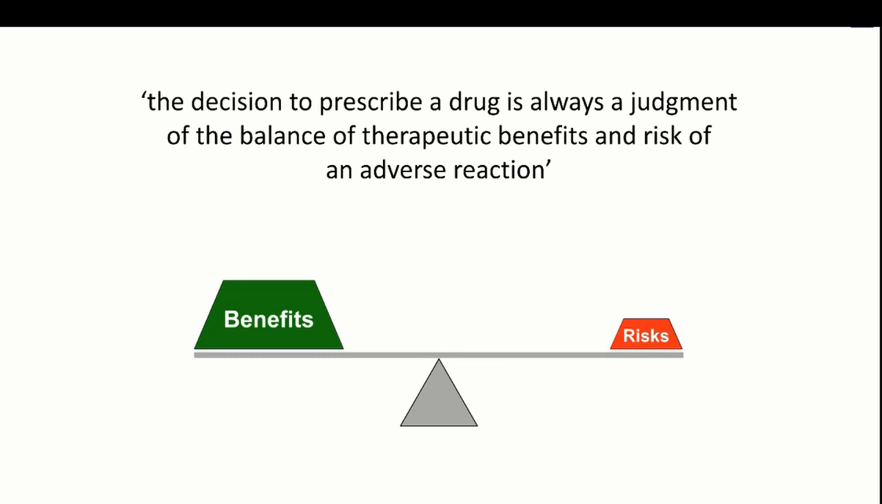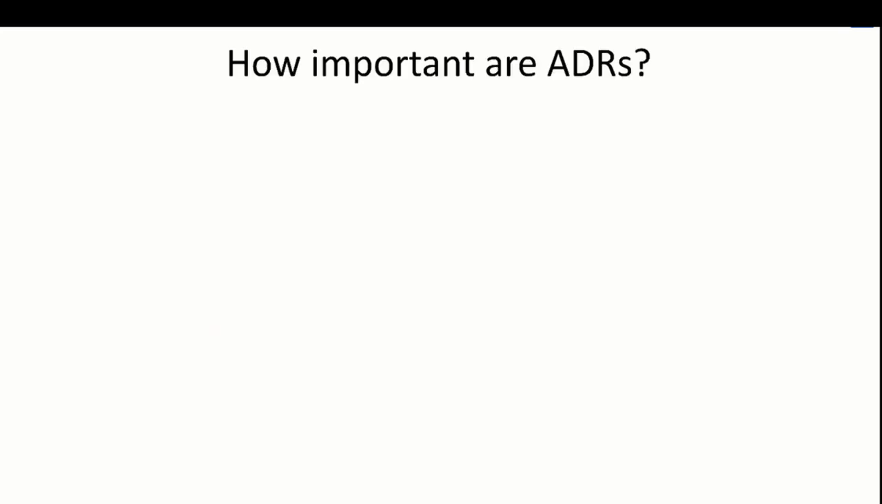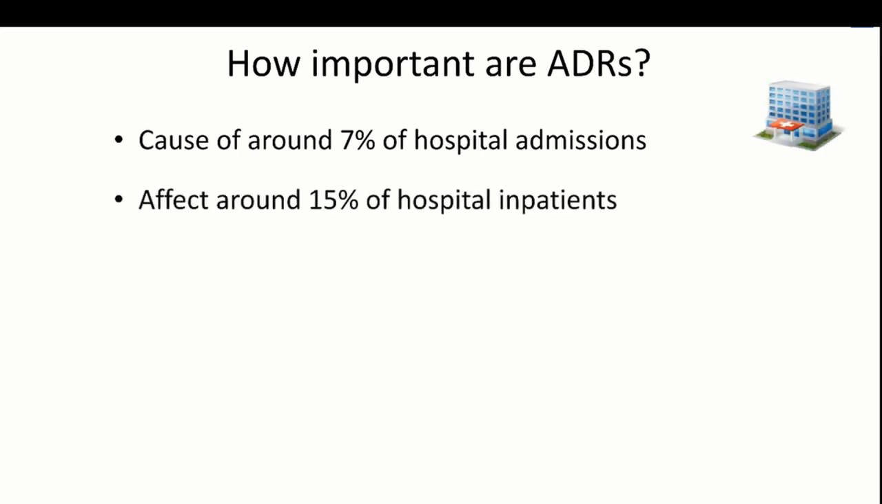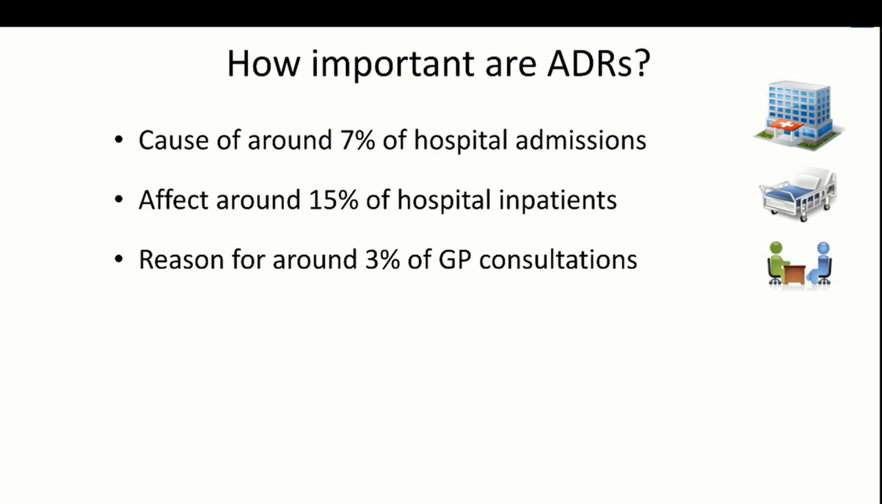This highlights the importance of having mechanisms in place that allow regulators to review the safety of medicines so that the balance between benefit and harm can continually be reassessed. Adverse drug reactions are a common clinical problem and will be encountered by healthcare professionals wherever they work in the health service. They account for around 7% of unscheduled or emergency admissions to hospital. They affect around 15% of hospital inpatients. They are the cause for around 3% of consultations in primary care. Careful retrospective analysis indicates that many of these episodes could have been avoided with more judicious prescribing and follow-up.